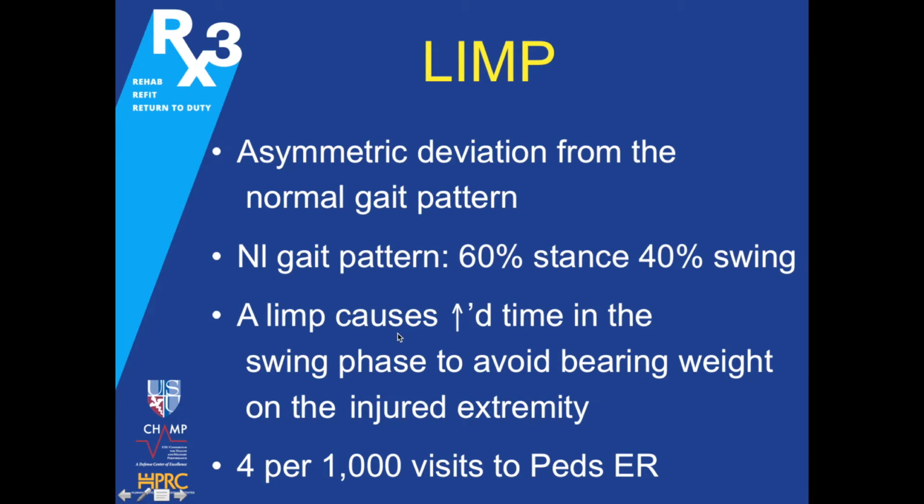And so what is a limp? A limp is when you don't want to be on the stance phase because it's causing pain. So a limp causes increased time in your swing phase to avoid bearing weight on that injured extremity.